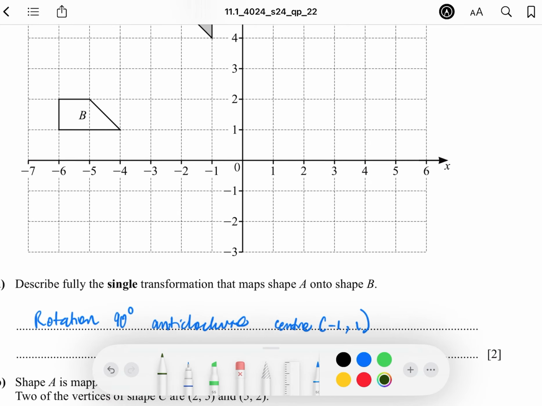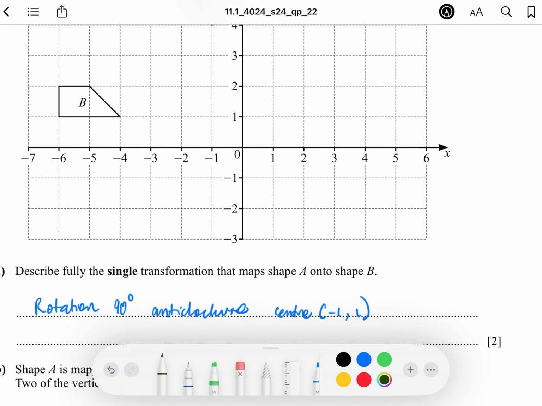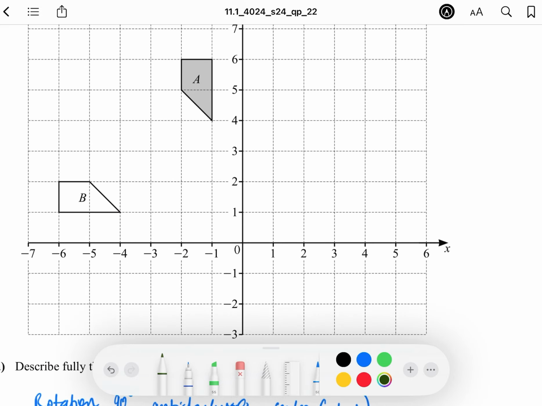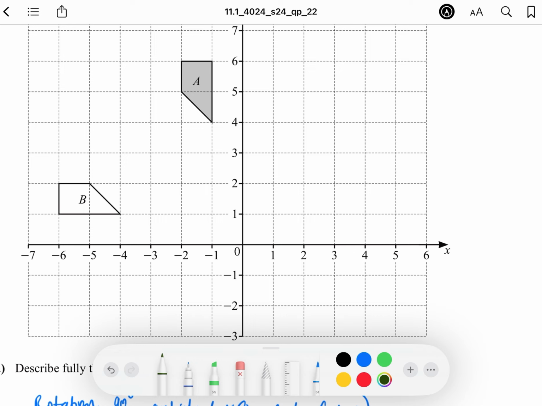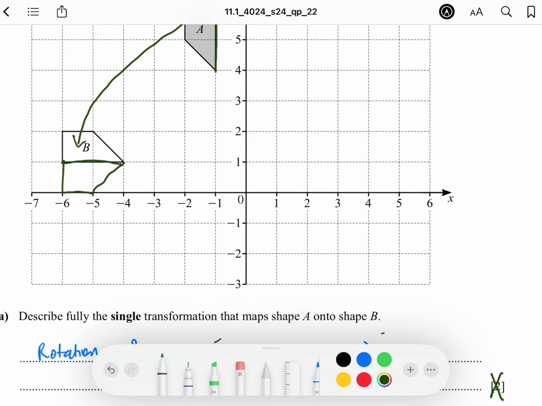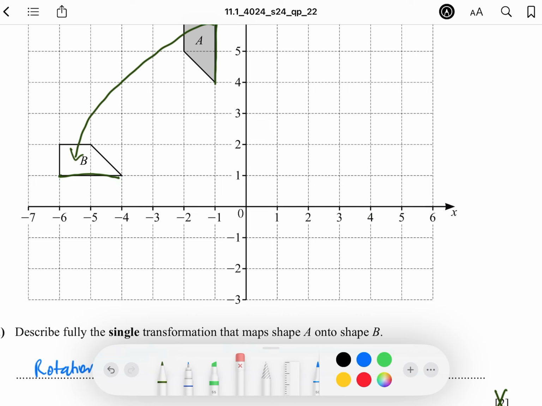Transformation question. Describe fully the single transformation that maps shape A onto shape B. Rotation. Is it a rotation? So does that rotate to that? Definitely not, because if it's rotation, then it would look something like this. So definitely I don't have to look at that. That is totally wrong. So what it is actually, it is reflection.